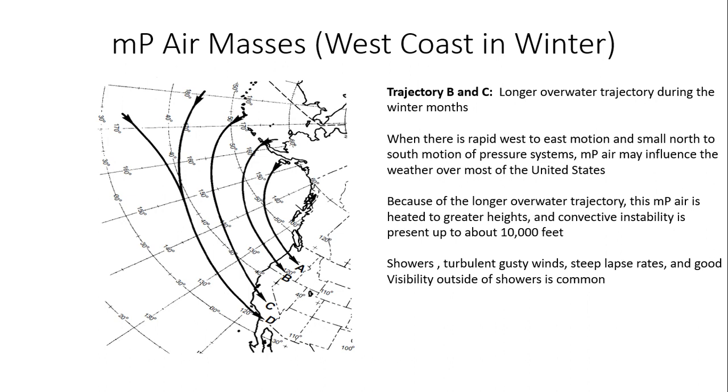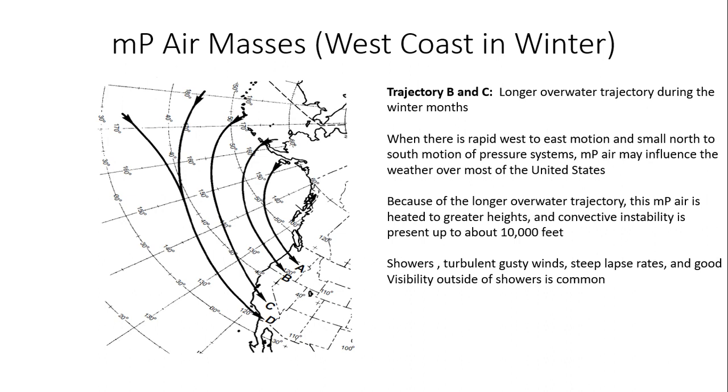For trajectories B and C, as you can tell by the arrows, this is a longer overwater trajectory during the winter months. Now, when there's rapid west-to-east motion and small north-to-south motion of pressure systems, this maritime polar air may influence the weather over most of the United States.